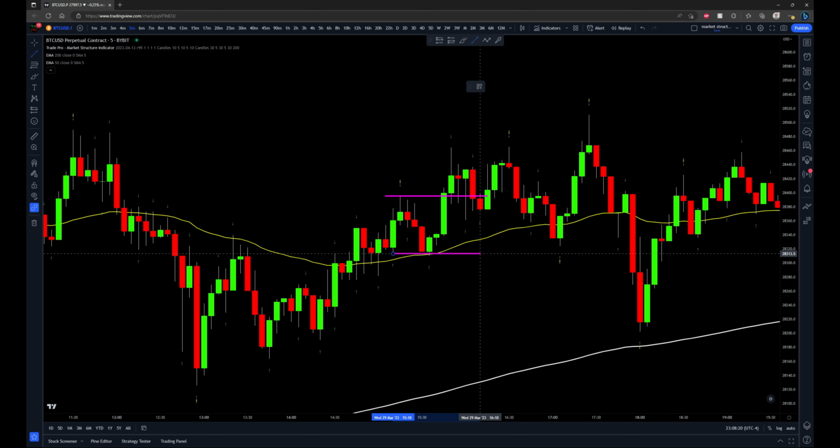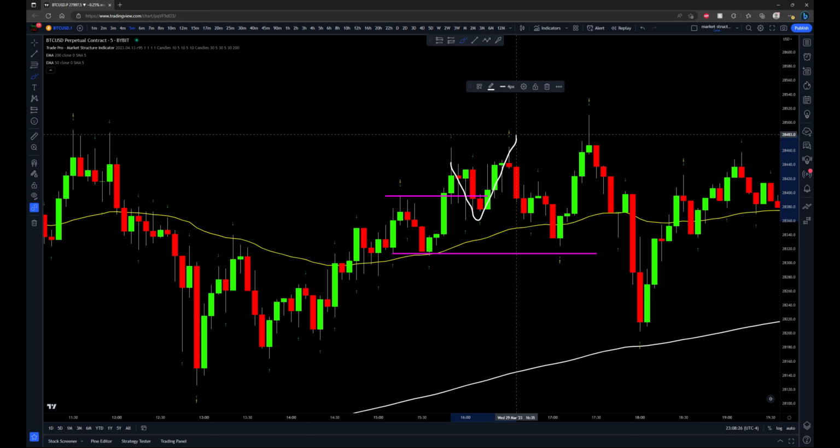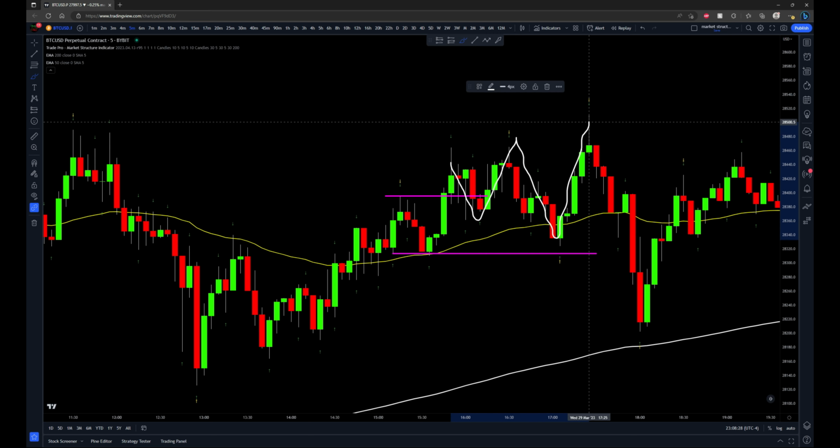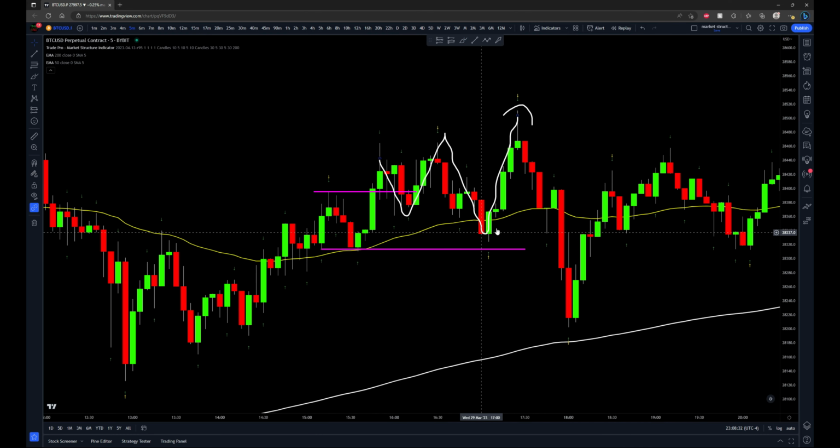So new structure here, looking for that to break to the upside, which it does. Here's the low. We want to see a higher low here, and we want to long a pullback. So we have a pullback here, which goes up, pullback here, goes up. So that would be considered a success as well, because we do get pullbacks with follow throughs to the upside here.